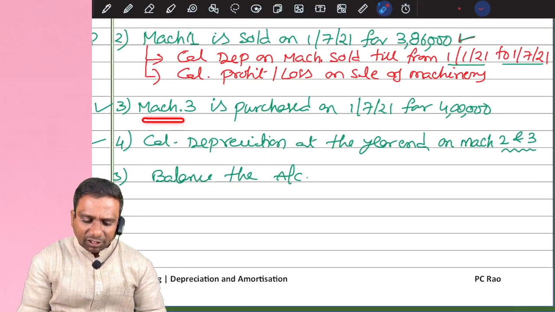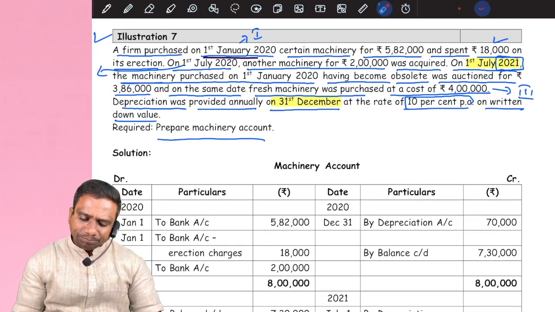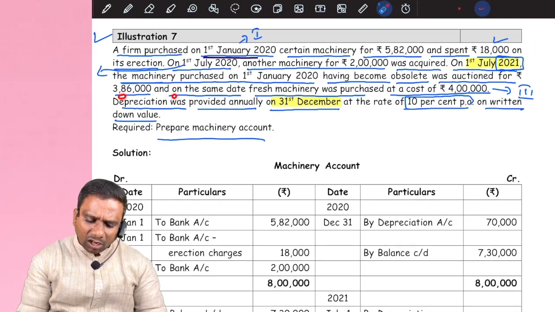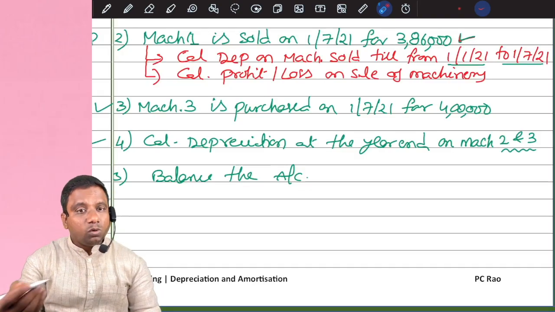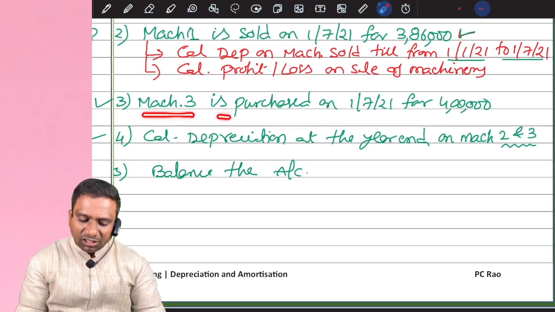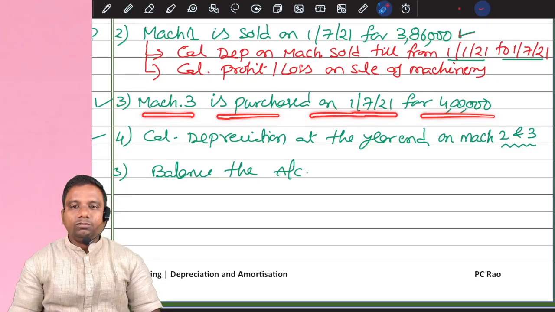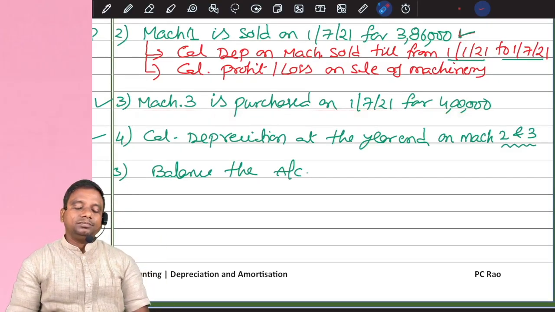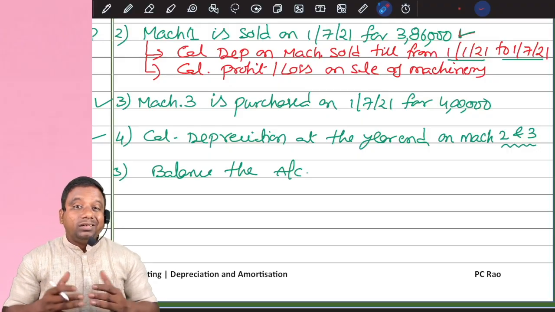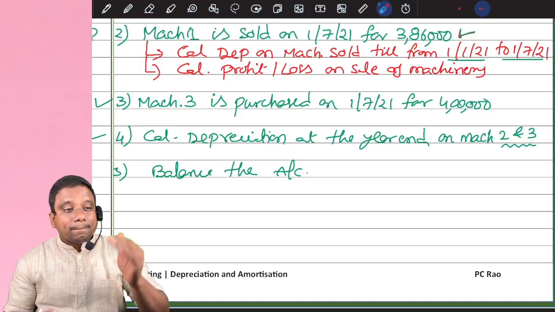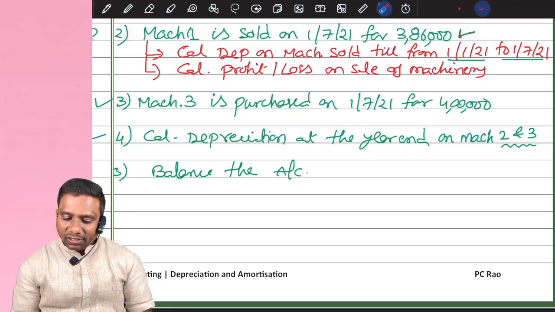Next, machinery 3. On the same date, what happened? Tell me. On the same date, fresh machinery was purchased at a cost of 4 lakhs. Yes, sir. This is one more transaction. Machinery 3 is purchased on 1/7/2021 for 4 lakhs. Record the entry. So during the year, one asset sold, one asset purchased. Next, what happened? Go to the end of the year.